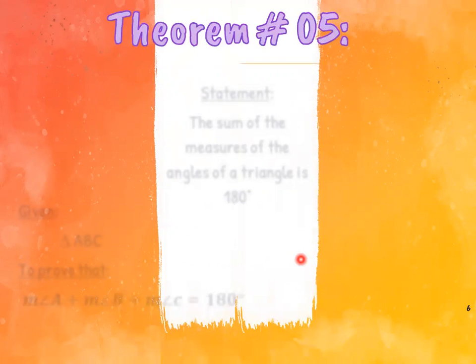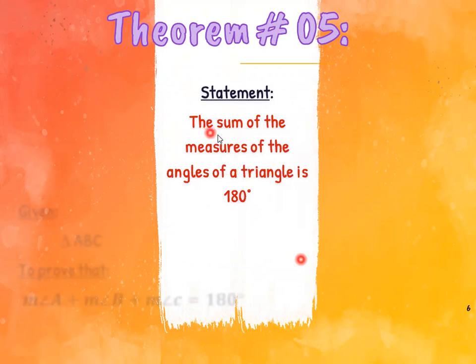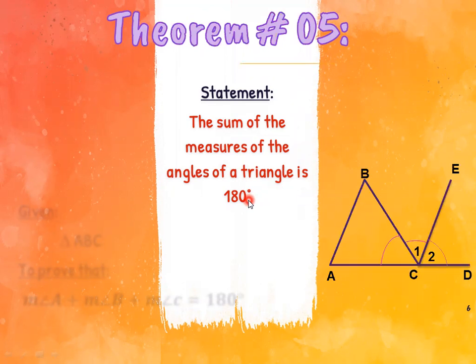So how will you start? First of all, you will write down the statement. So what is your statement here? The sum of the measures of the angles of a triangle is equal to 180 degrees. What is the statement? If you add all the angles of a triangle, their sum must be equal to 180 degrees.